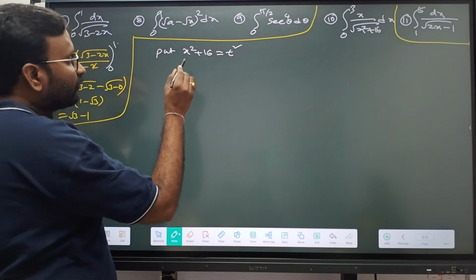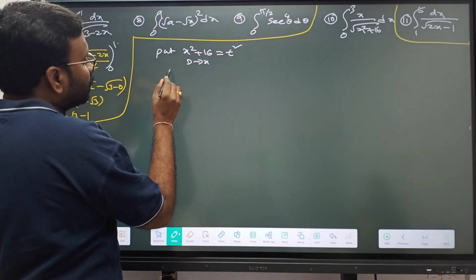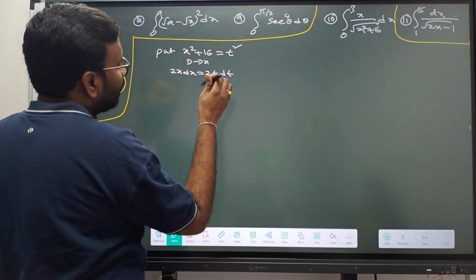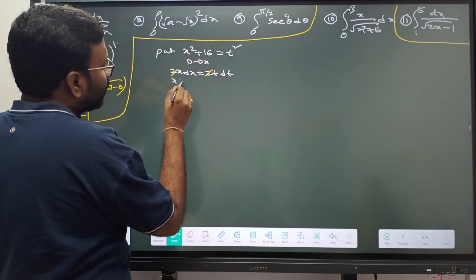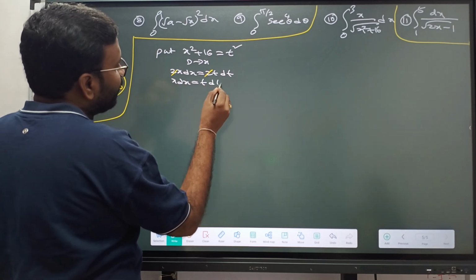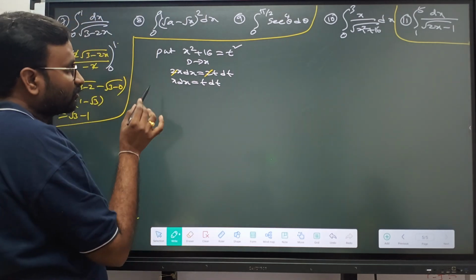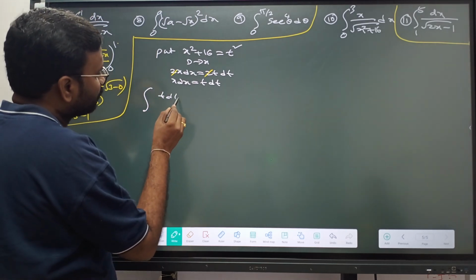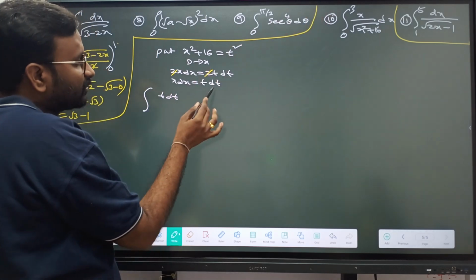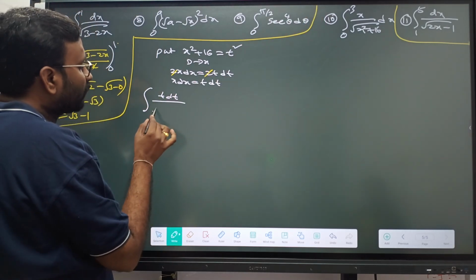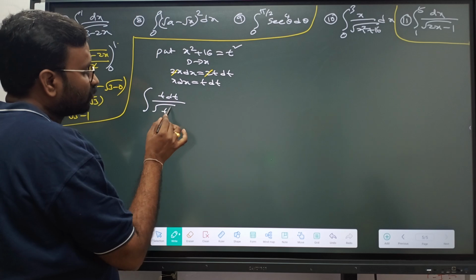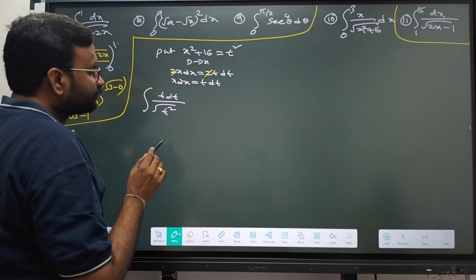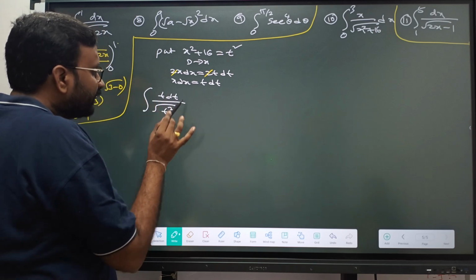That's right. Now differentiation with respect to x. 2x dx is equal to 2t dt. 2 to 2. So x dx is equal to t dt. Okay, we can substitute. So okay, come to the question. Integral numerator x dx, na? So t dt, right? x dx is nothing but what? t dt by root over what? That is clearly we took what? T square. Okay, now everything in terms of t.